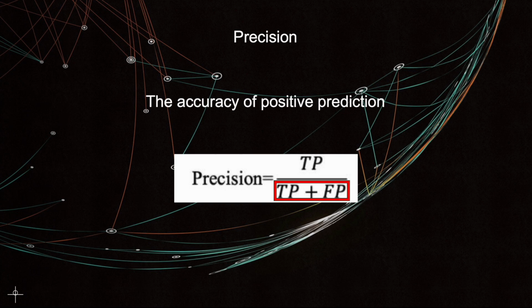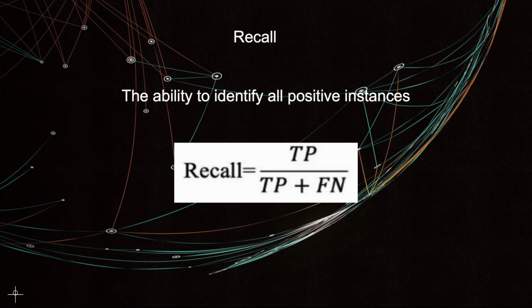In the extreme case, if our model only makes one positive prediction and ensures it is correct, our model has 100% precision. But 100% precision doesn't necessarily mean the classifier is perfect. Here we need a second metric, recall, the ability to identify all positive instances. This is the formula to calculate recall. The numerator is the number of positive instances the model correctly predicts. The denominator is the true positives plus the false negatives.